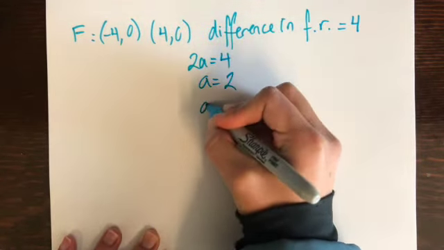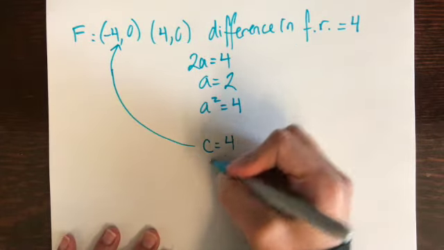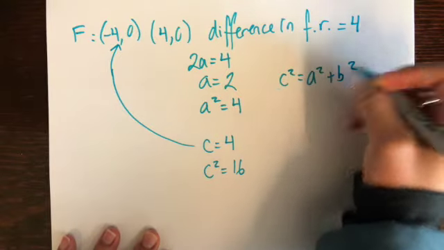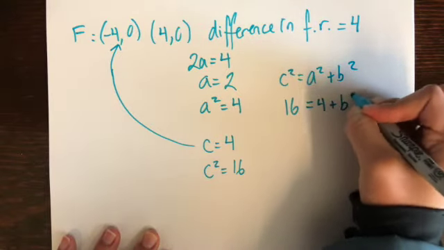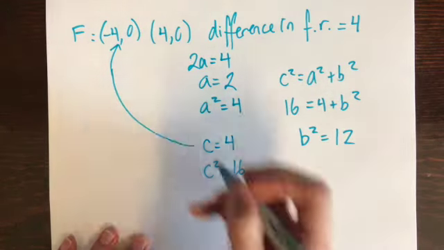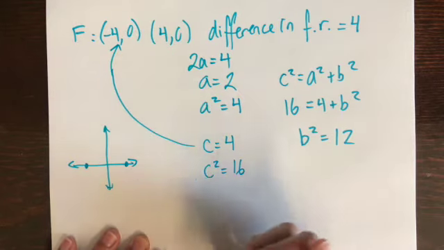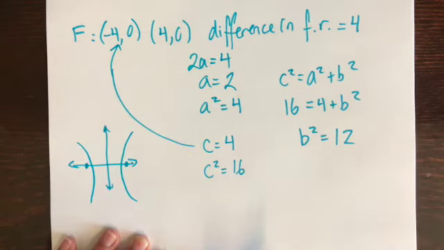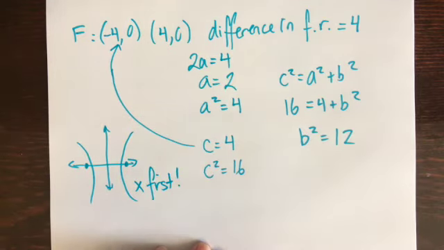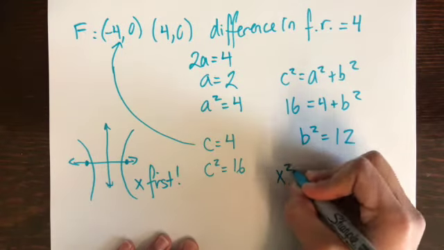The difference in focal radii is 4. So therefore 2a is equal to 4, and a is equal to 2, and a squared is equal to 4. I also know that c is equal to 4 because that's the distance between 0, 0, which is probably my center, and the focus at 4, 0. So c is equal to 4, c squared is equal to 16. Then I set c squared equal to 16, a squared is 4, and I solve: b squared is equal to 12.